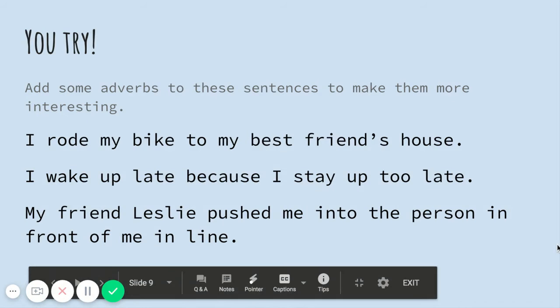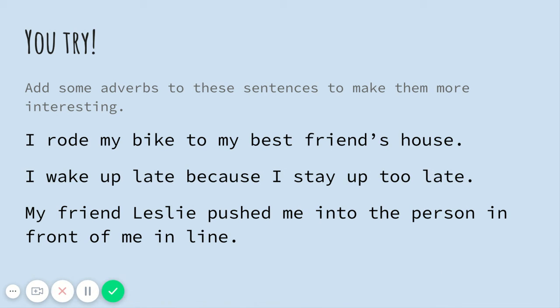Now here is an opportunity for you to try, except in this case, I didn't put any adverbs in. You're not just trying to find the adverbs, you're going to add them in yourself. So read through these sentences, see where you can put in some adverbs to kind of help your reader better understand the verbs.